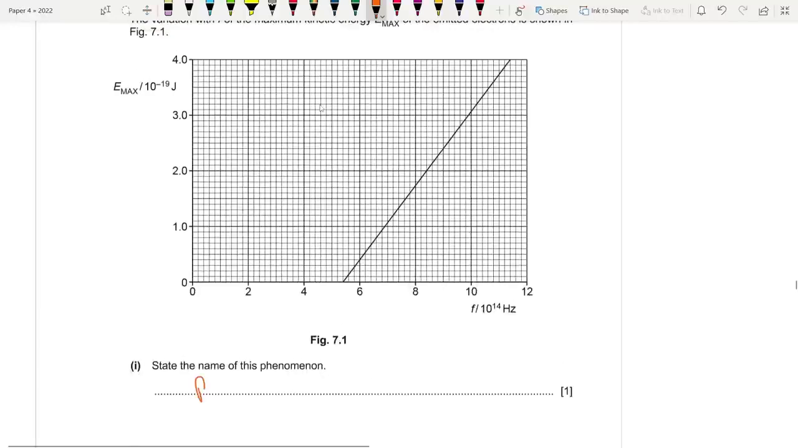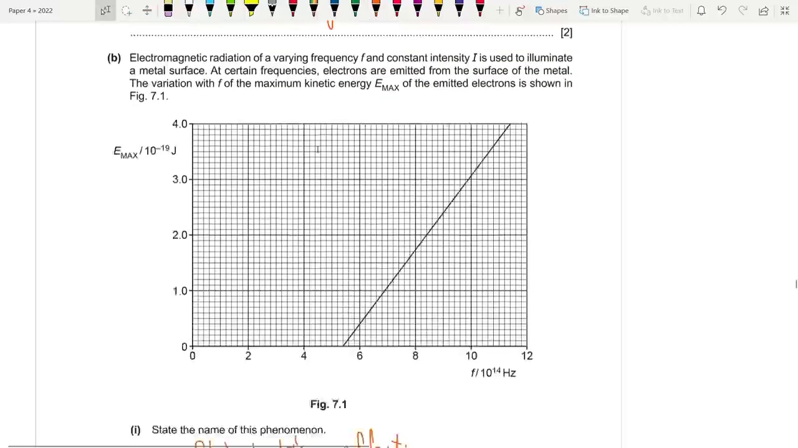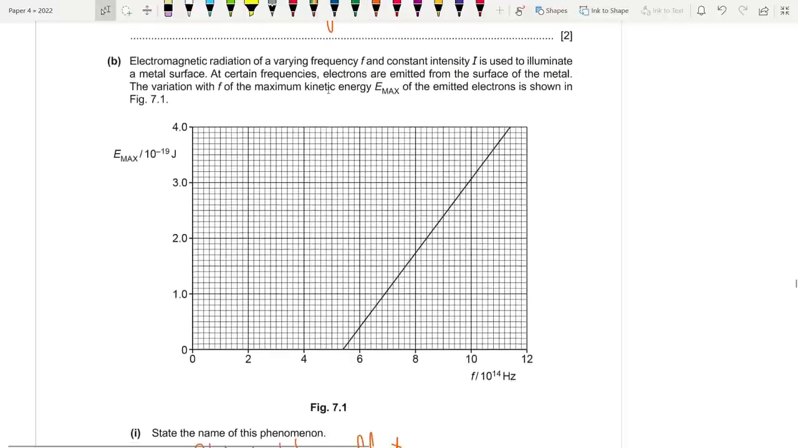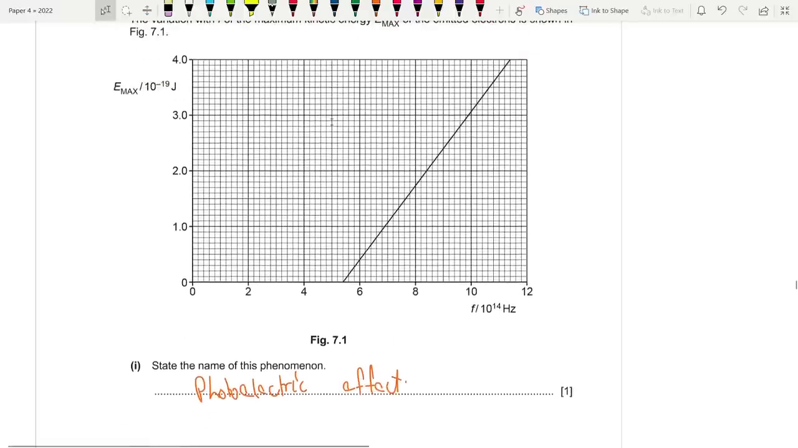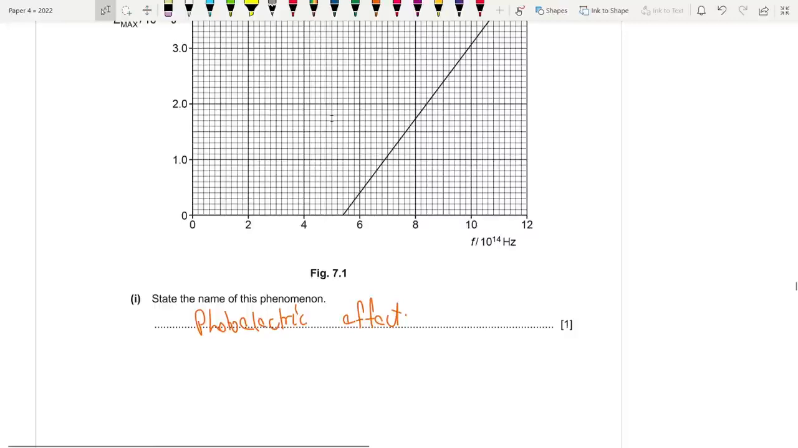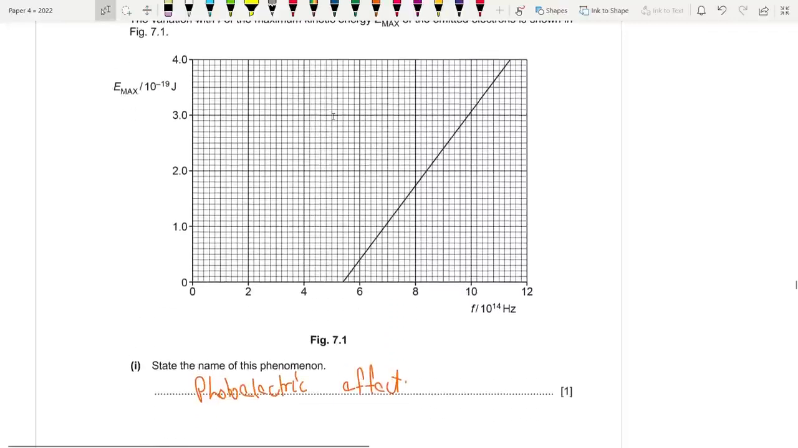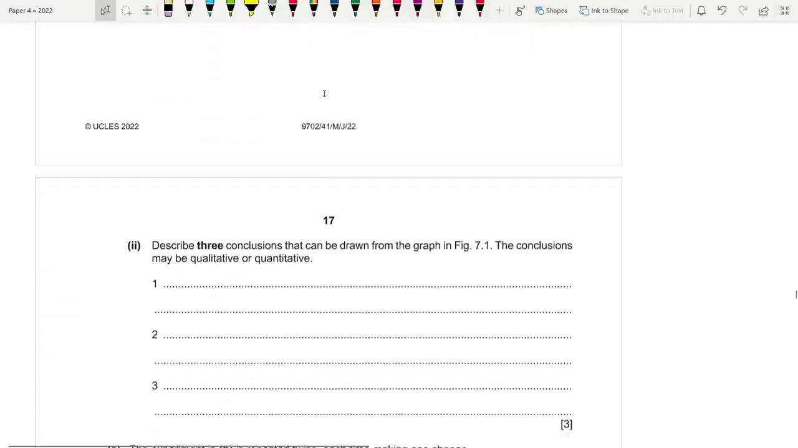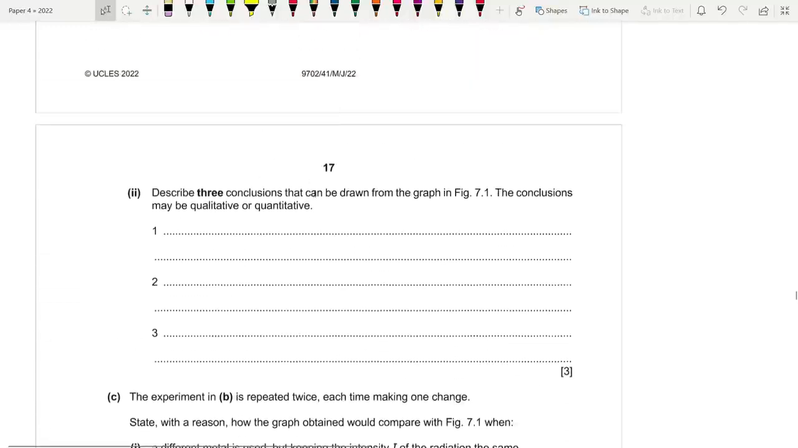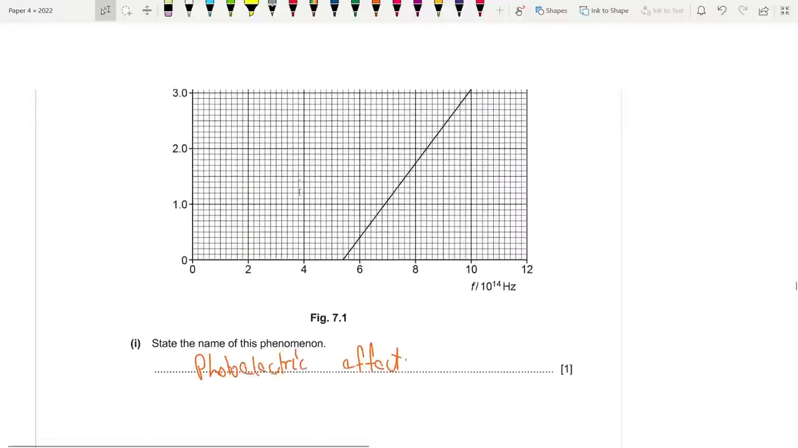So this is basically the photoelectric effect, where after a certain frequency, when you emit photons on the surface of a metal, electrons are emitted when you illuminate a metal. But below that frequency, no electrons will be emitted, right? So that minimum frequency is called the threshold frequency. So describe 3 conclusions that can be drawn from graph 7.1. The conclusions may be qualitative or quantitative.